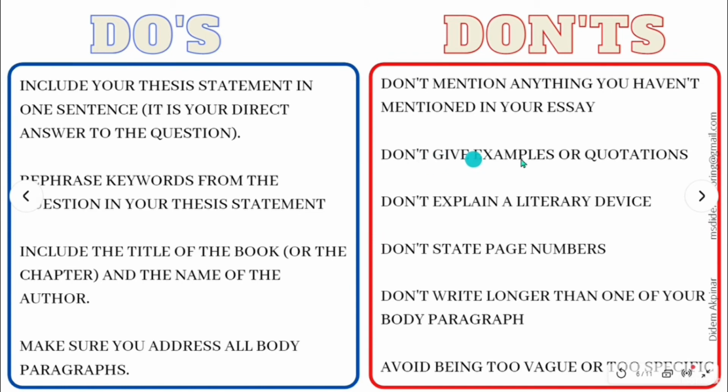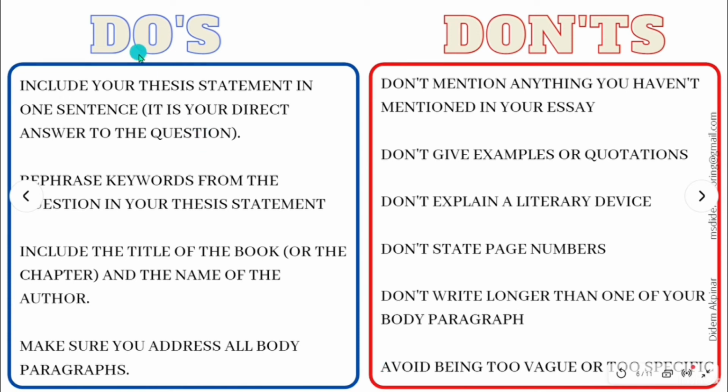Secondly, don't give examples or quotations. Save your quotations and examples for body paragraphs. Don't explain a literary device, a stylistic feature. Don't explain what a narrative is, what a metaphor is. Don't state page numbers in the introduction, if it's not stated in the question, of course. Don't write longer than one of your body paragraphs. This is not good for coherence. And lastly, avoid being too vague and too specific.